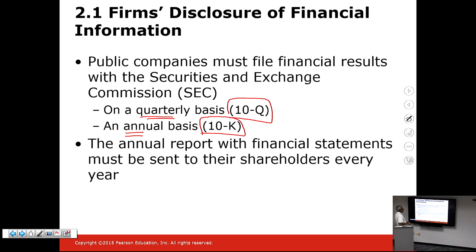So if you go to the SEC website, they will provide you with the 10Q reports and 10K reports for all publicly traded corporations. Public solicitation of money cannot be made by corporations without requiring them to file these 10Q and 10K reports.